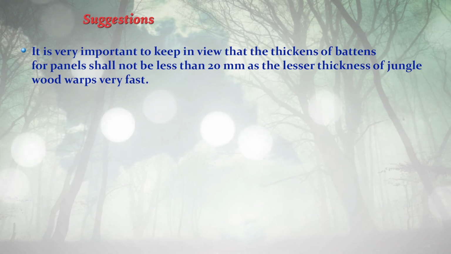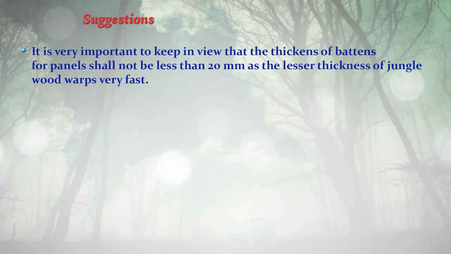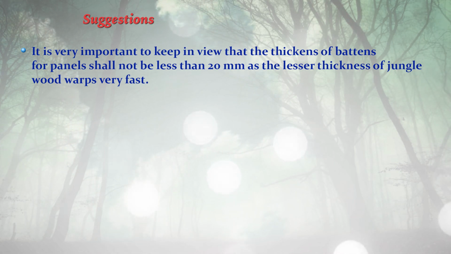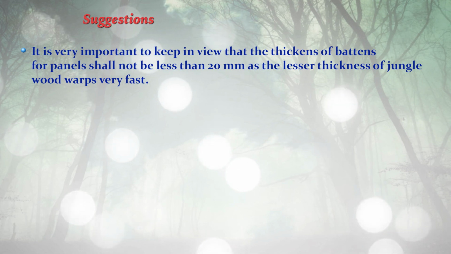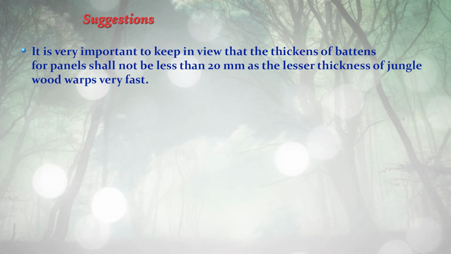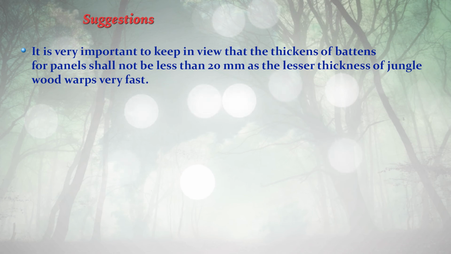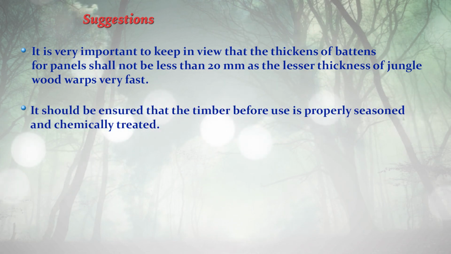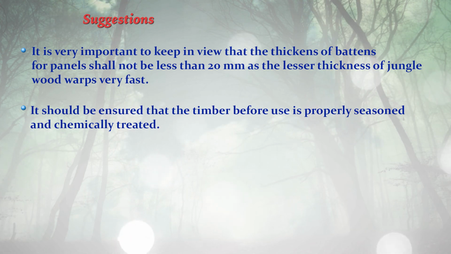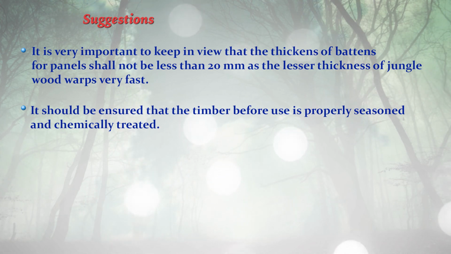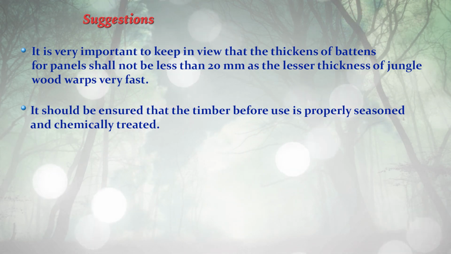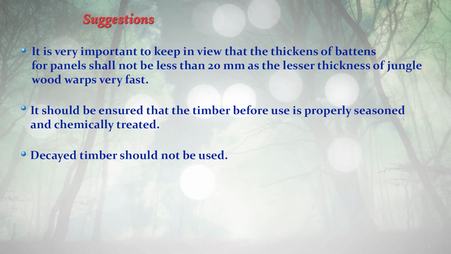It is very important to keep in view that the thickness of battens for panels shall not be less than 20 mm, as the lesser thickness of jungle wood warps very fast. So if you are using the jungle wood, note this suggestion. It should be ensured that the timber before use is properly seasoned and chemically treated, so that there is no warping and also no attack of fungi and other insects. Decayed timber should not be used at all.